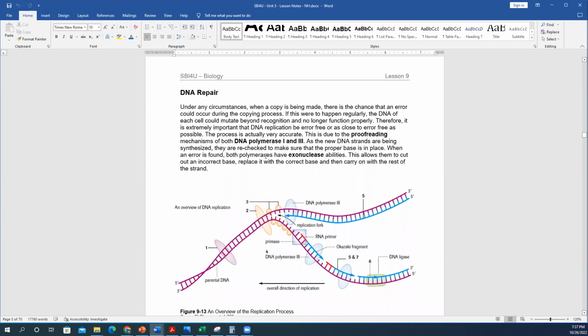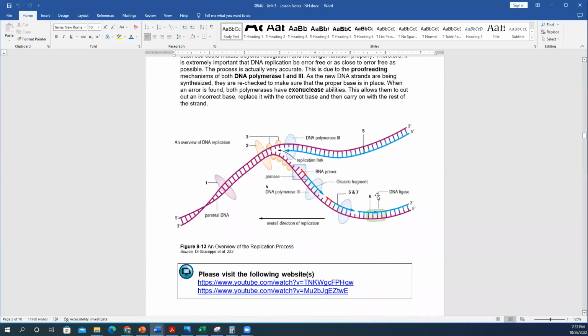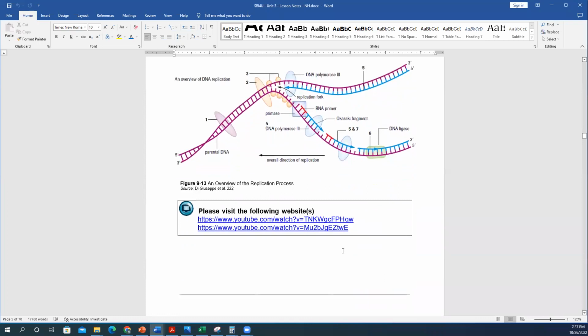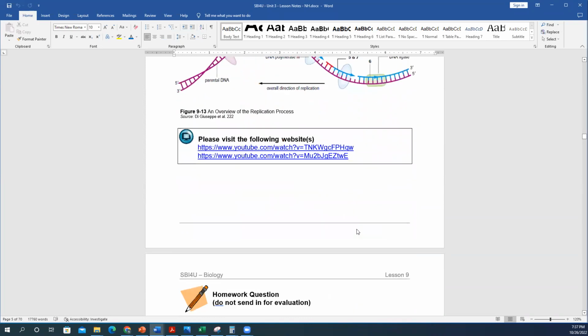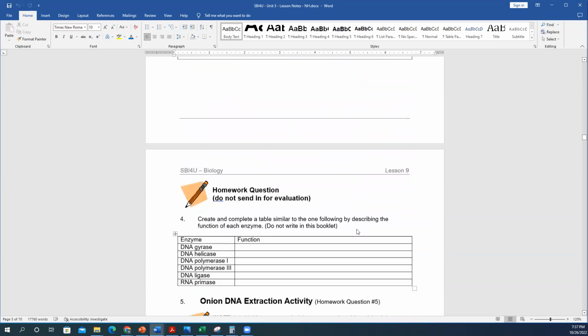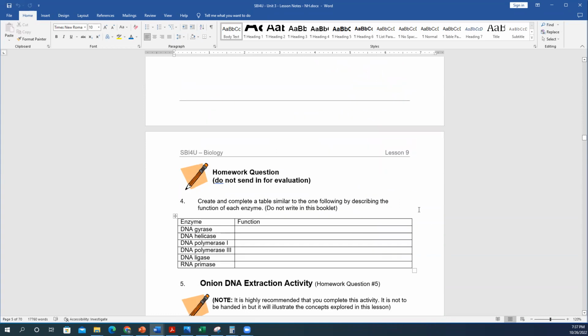And then DNA repair, this proofreading mechanism. Again, there are some YouTube videos for you to watch to hopefully stimulate your memory.